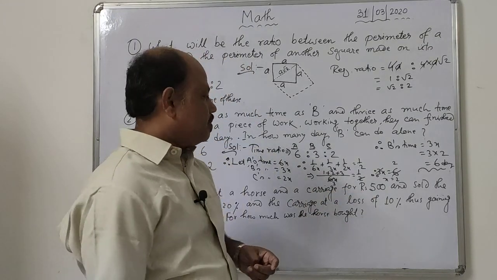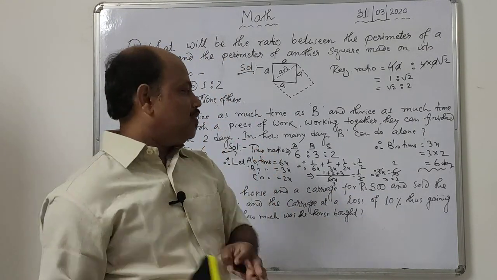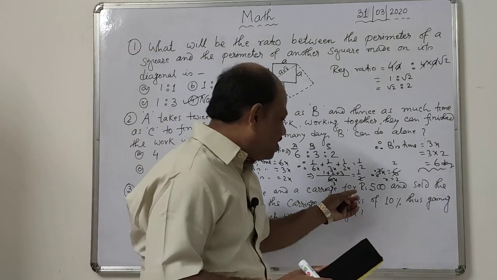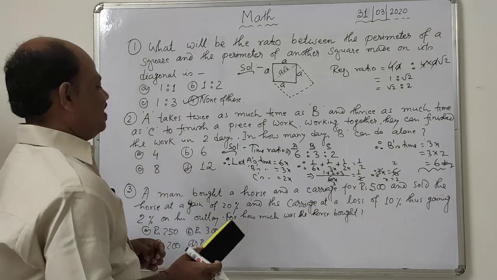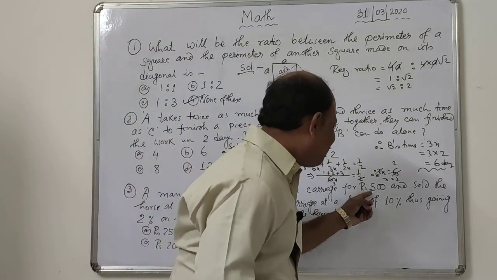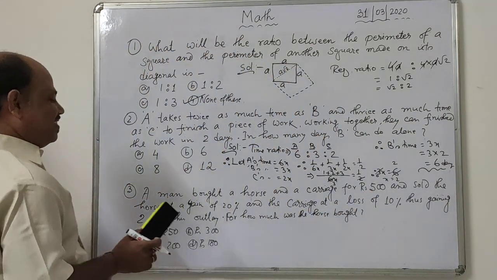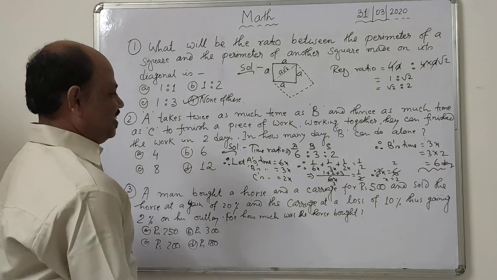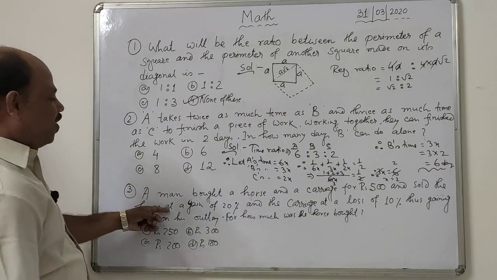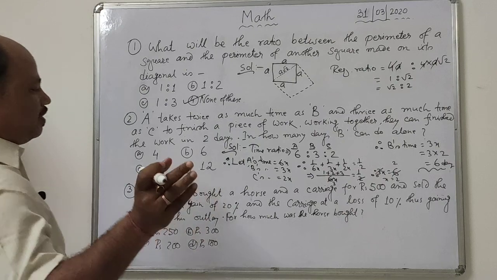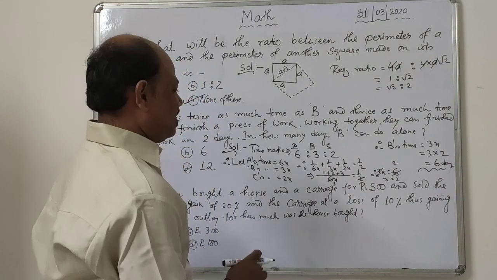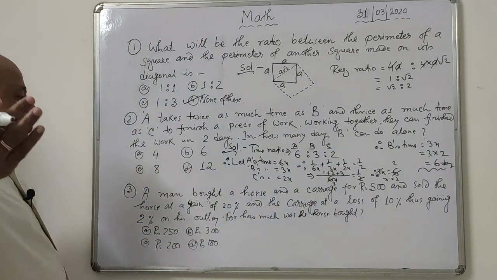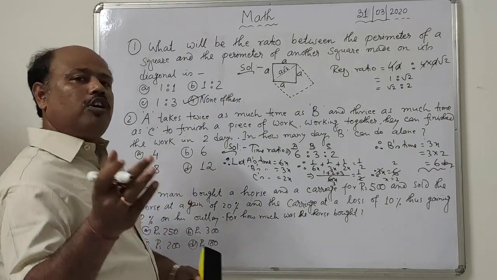A man purchased a carriage and a horse for rupees 500 and sold the horse at a gain of 20% and the carriage at a loss of 10%, thus gaining 2% on the whole. For how much was the horse bought?